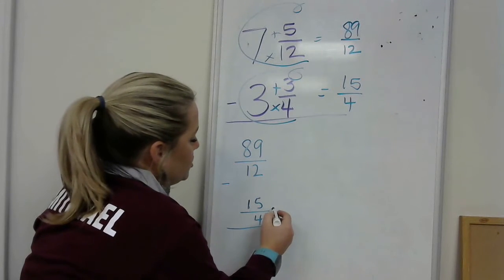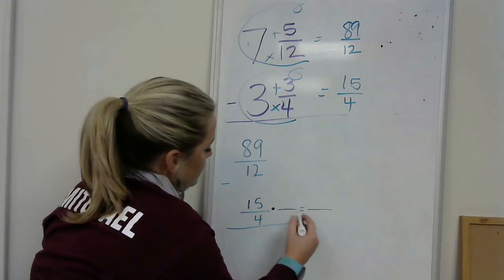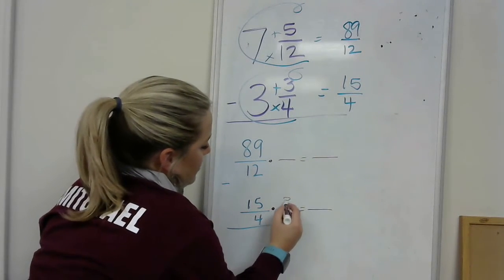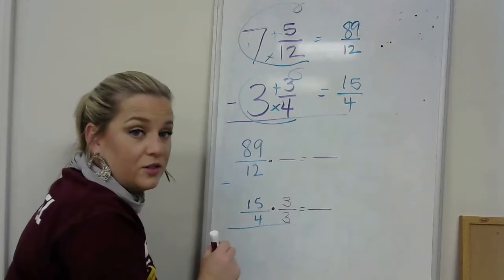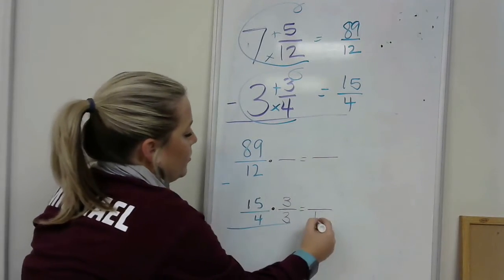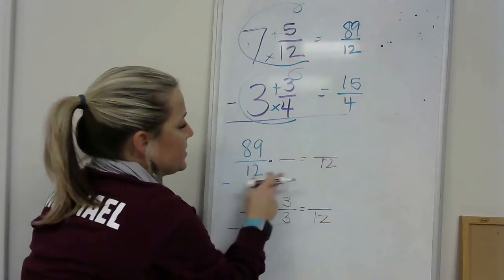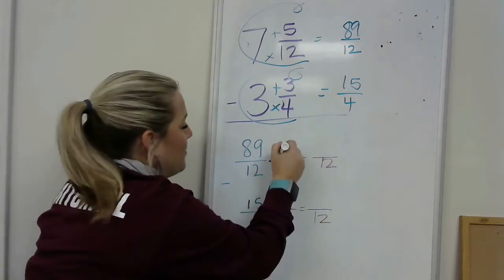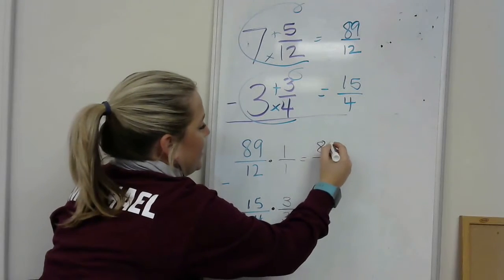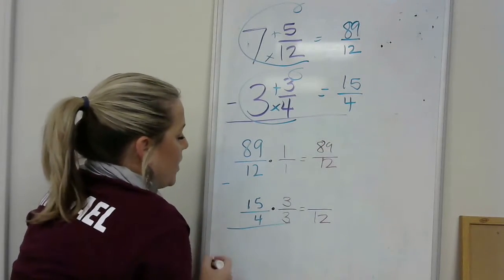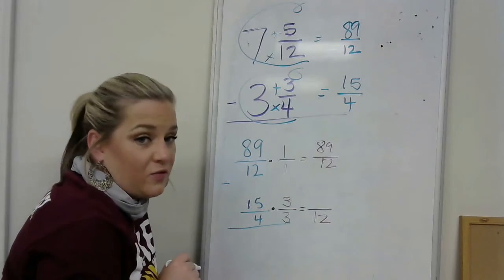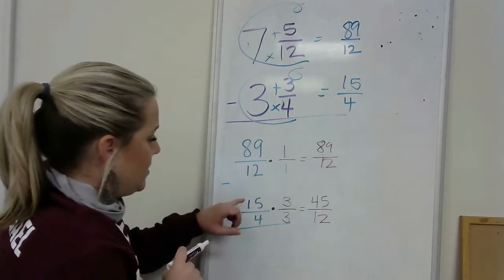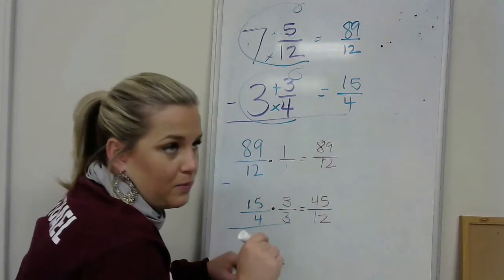Okay, so I'm gonna change this. Okay, 3, 3, because what you do to the bottom, you gotta do to the top. And then 12, we know our common denominator is 12. What times 12 is 12? 1. And what I do to the bottom, gotta do to the top. 89 times 1 is 89. All right, now 4 times 3 is 12. 15 times 3 is 45, right? Because 2 15s is 30, and 30 plus 15 is 45.